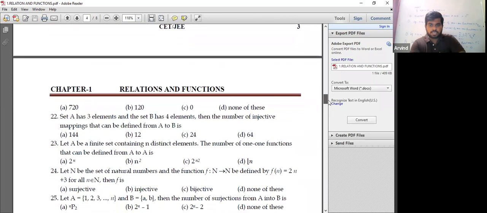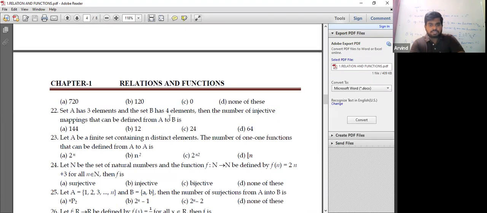Option C. Set A has 3 elements and set B has 4 elements. Then the number of injective mappings. Injective is nothing but 1 to 1. 1 to 1 mapping. So it is nPm, where n is the number of elements in set B. So 4P3. What is the formula for 4P3? 4 factorial divided by 4 minus 3 factorial. 4P3 is nothing but 24. Option C.